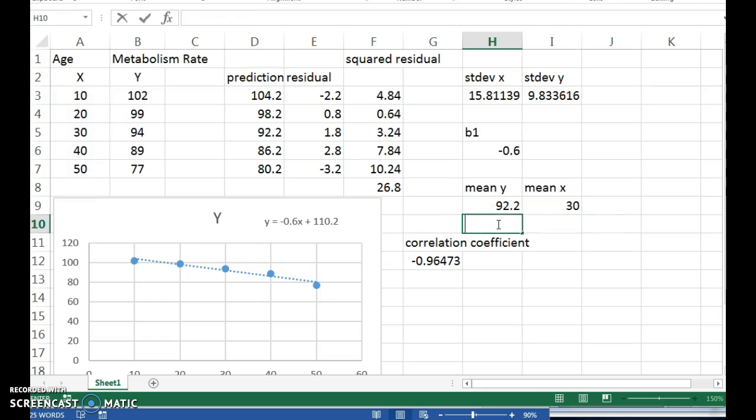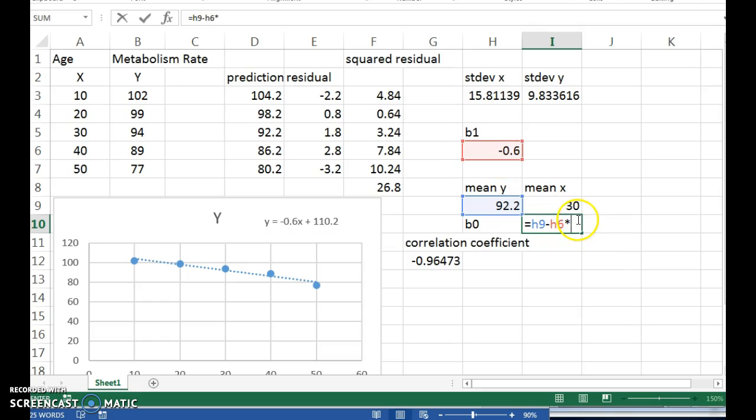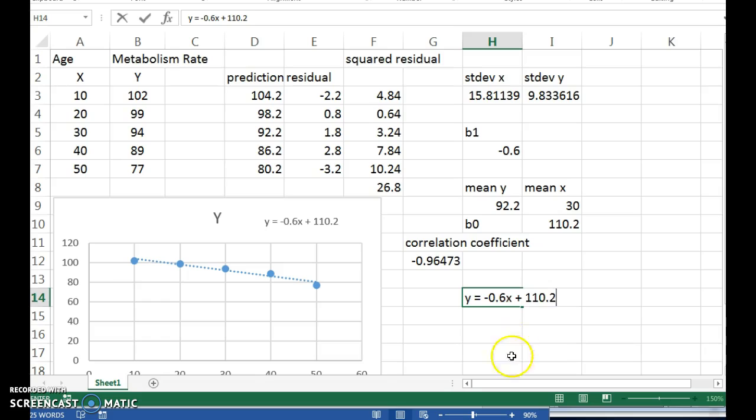And so it said that to get the B0 value, you take y's mean, so the mean of the y values, which is H9, and subtract the B1 value we just calculated, so H6, multiplied by the mean of the x values, which is I9. And you'll get that same value that Excel showed us in the formula. So if you calculate B1 and B0 by hand, you just know that that means your least squares regression line is y equals whatever you get for B1 times x plus, and then the value for B0 goes in at the end.